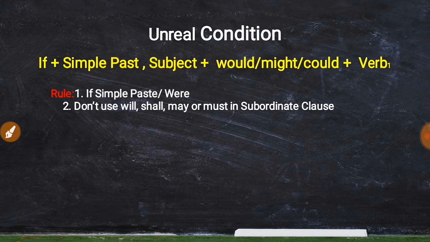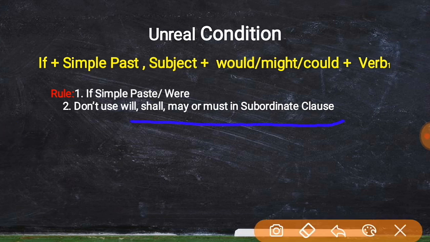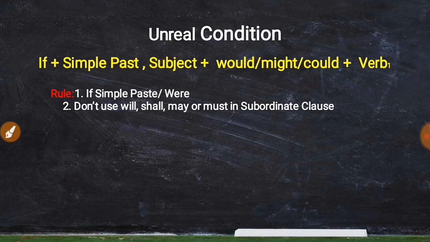Next one is: don't use shall, will, may, must in the subordinate clause. The subordinate clause is never in shall, will. In the realistic condition there is the use of shall, may, should, but in the unreal conditions there will be no use of shall, will, may. There is the use of their past form. Will's past form is would, may's past form is might, can's past form is could, and after that the present form, that is verb 1, the first form of the verb, is used here.